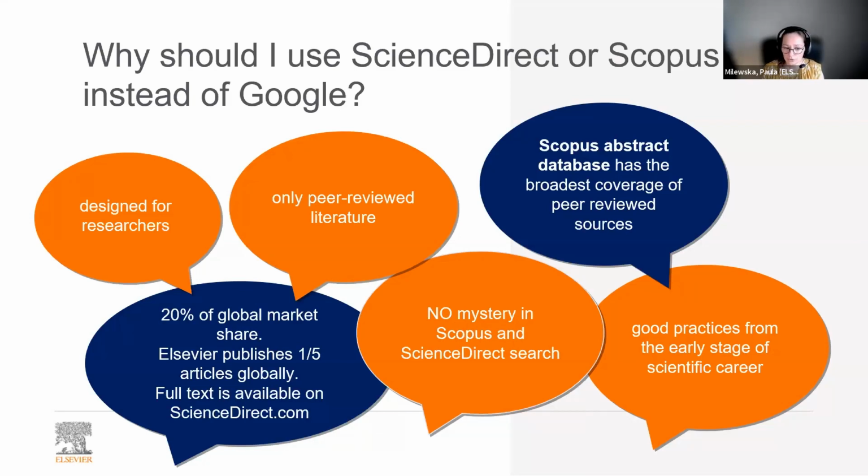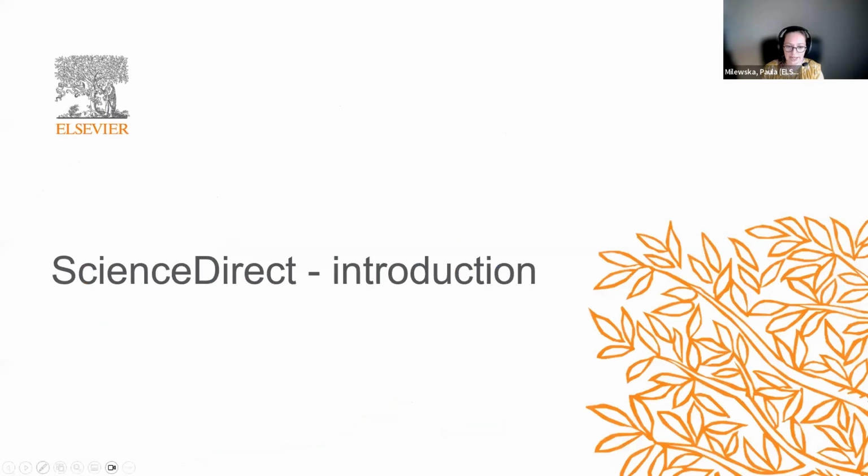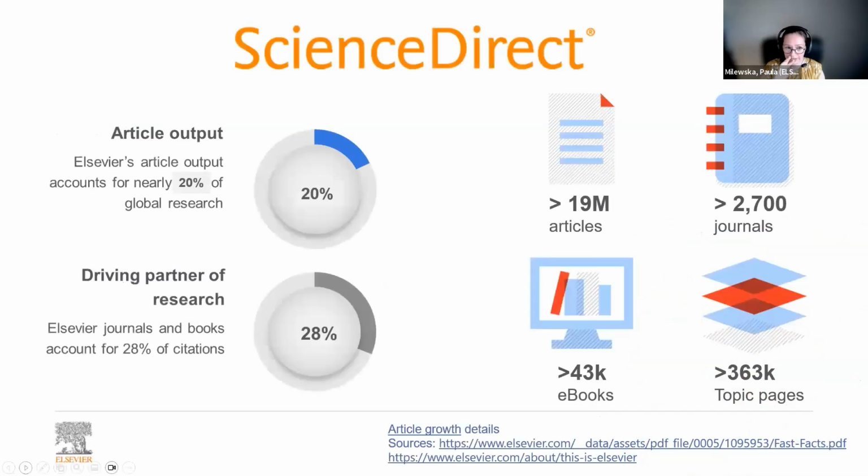Okay, and what we have here is ScienceDirect.com. This is a full text database, with around 20% of global market share. And Scopus is an abstract database. For Scopus, you can go and learn about peer-reviewed sources, and we will tell you a little bit more about both solutions today. So let me start with the ScienceDirect introduction.